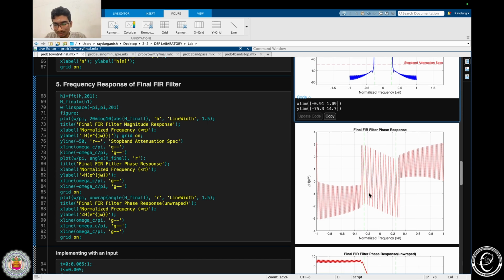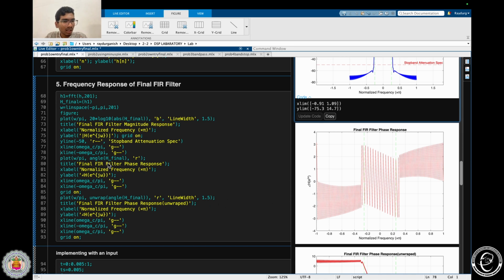So here you can see the phase is linear, but if the phase is linear, there should be a straight line. But here I am getting some zigzag lines. So how is this thing linear?